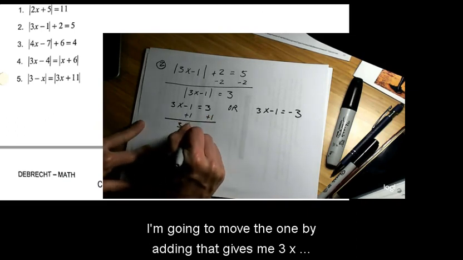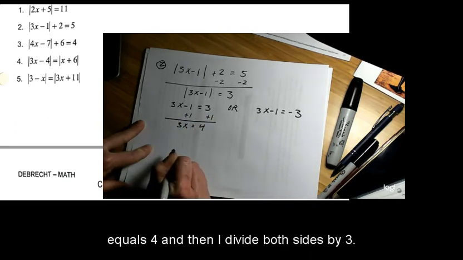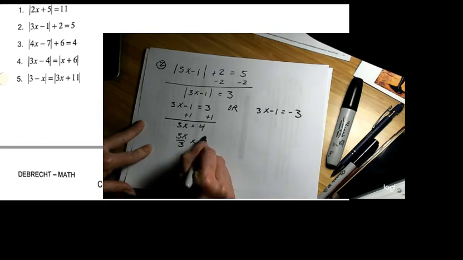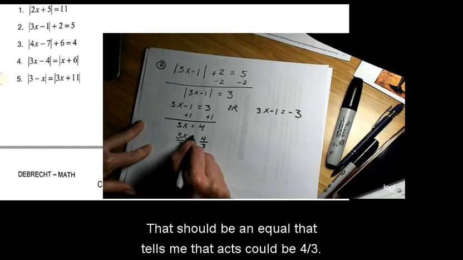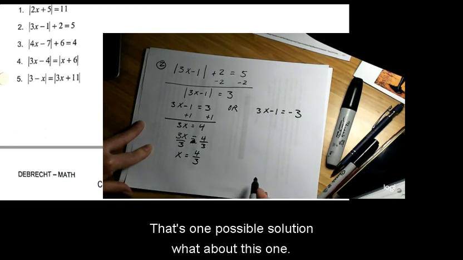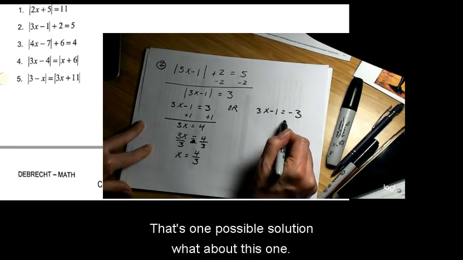I'm going to move the 1 by adding. That gives me 3x equals 4, and then I divide both sides by 3. That tells me that x could be 4/3. That's one possible solution. What about this one?